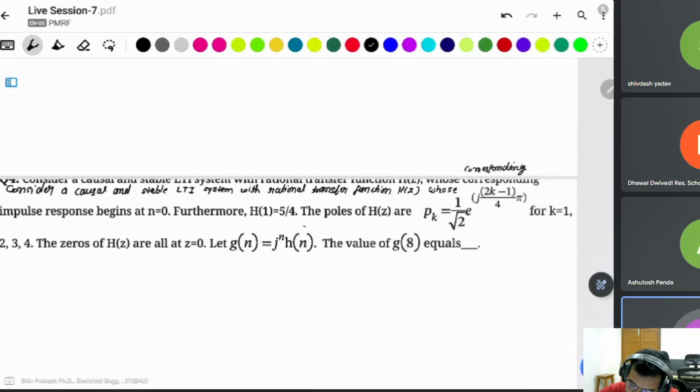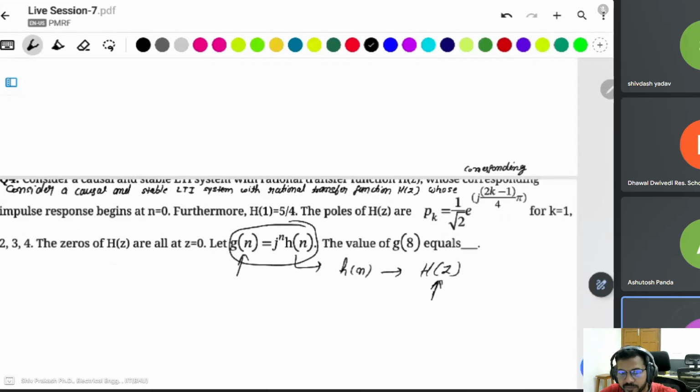First of all, you have to find the g[n]. For the g[n], you need h[n]. For the h[n], you need H(z). Then first find the original system H(z). Then after, you inverse this one, you find the h[n]. You must apply the inverse z transform. You find h[n]. Then after you put in the h[n] value here, you find the g[n]. Then in place of the n, you put the value 8.